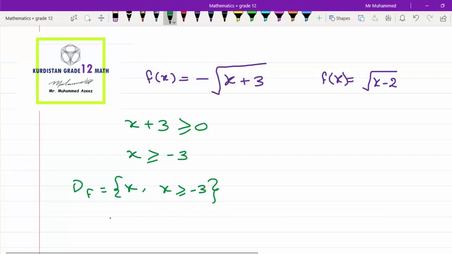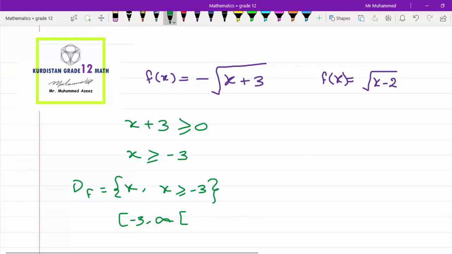We can also write the domain as, because it has an equal sign with it, negative 3 closed, because of this equal, from negative 3 to positive infinity, and infinity is always open.